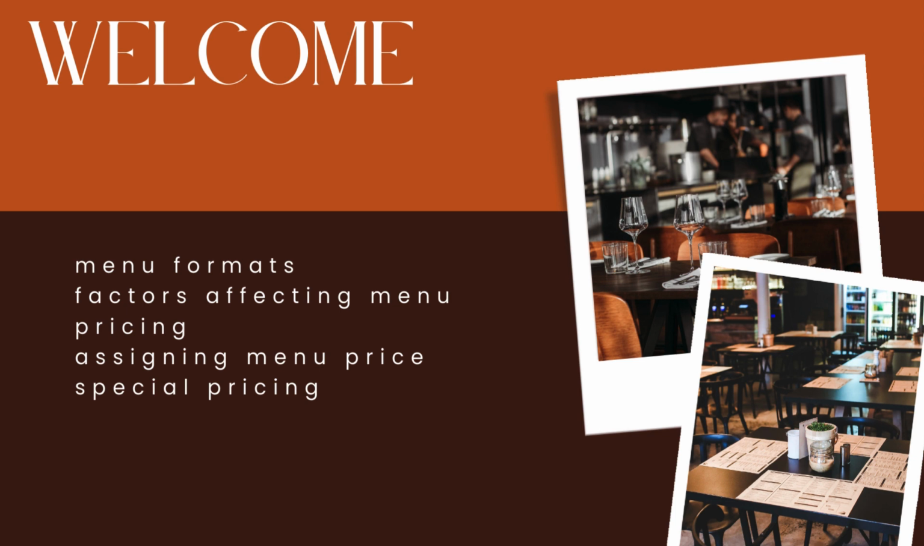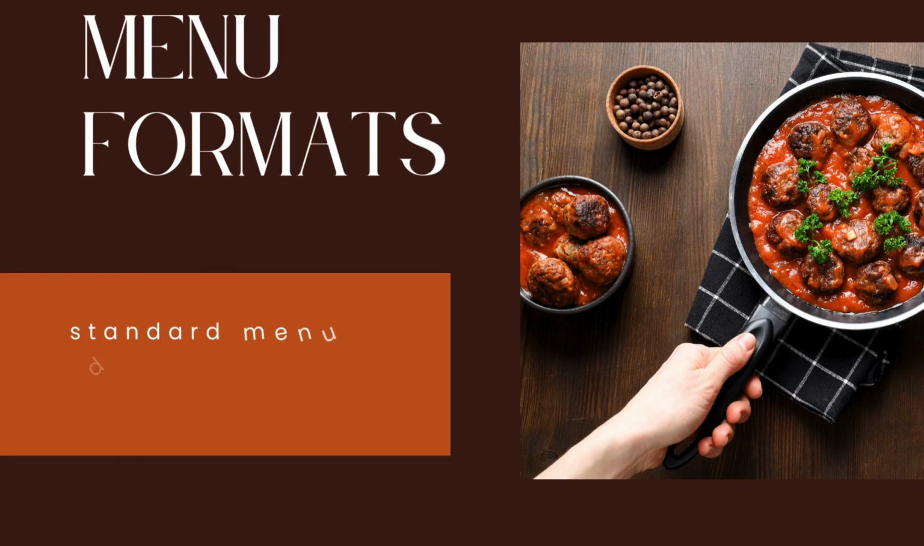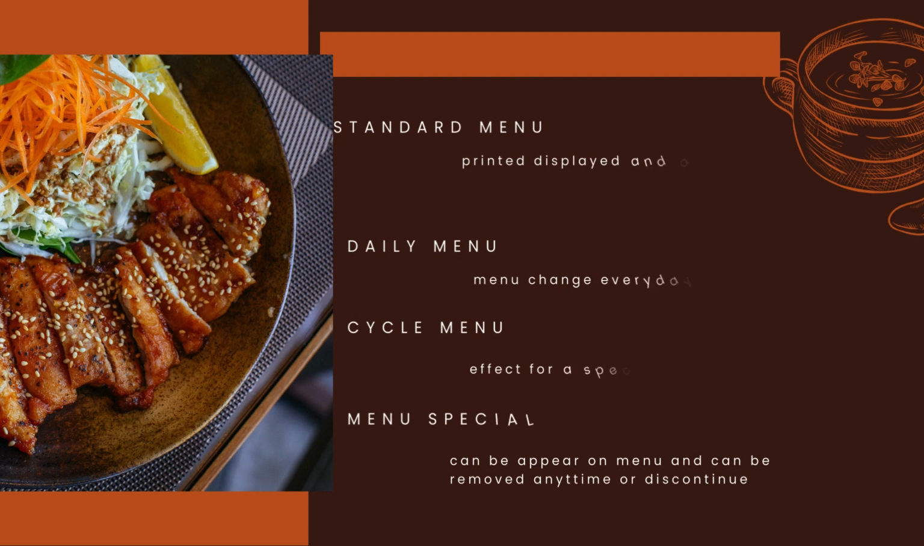So we have different kinds of menu format. We have the standard menu, the daily menu, and the cycle menu. So let's talk about the different types, like the standard menu. The standard menu is considered as the printed, displayed menu, recited by the service staff and basically communicated to the guests. This menu is already fixed. The standard menu is most typically found in traditional restaurants or the hotel segment of the hospitality industry.